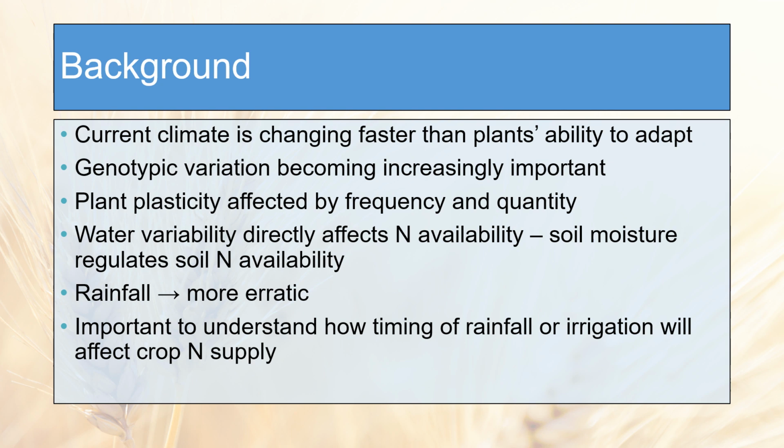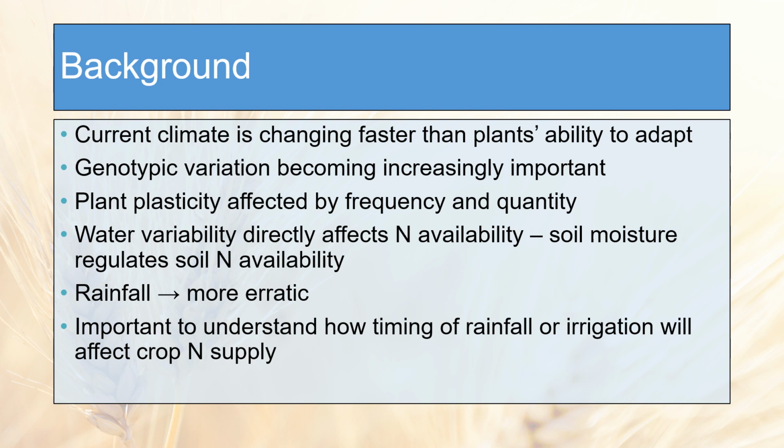So we know that the current climate is changing. It's changing faster than plants' ability to adapt. Therefore, genotypic variation is becoming increasingly important, especially in crop species, if we're to try and increase and improve food sustainability.